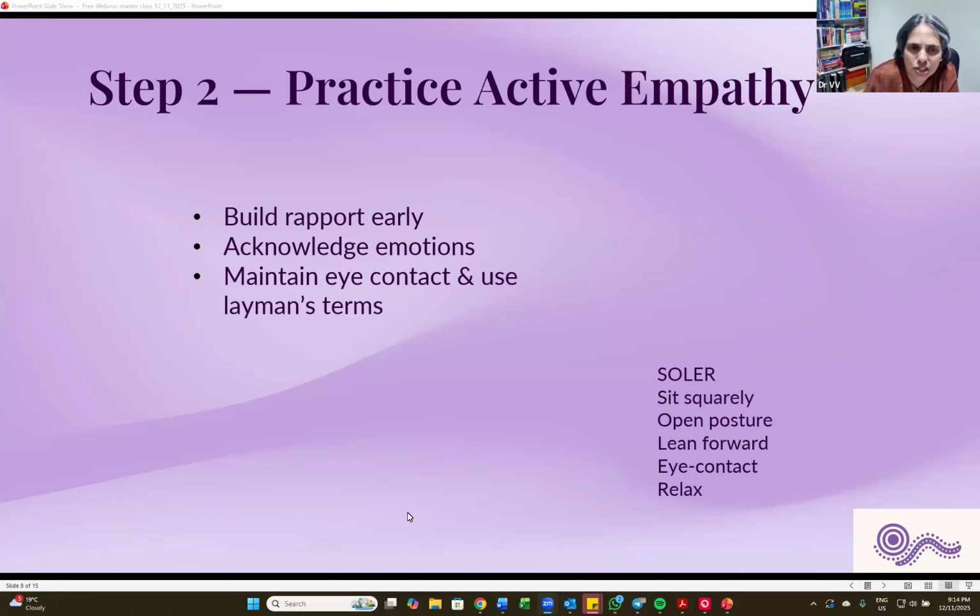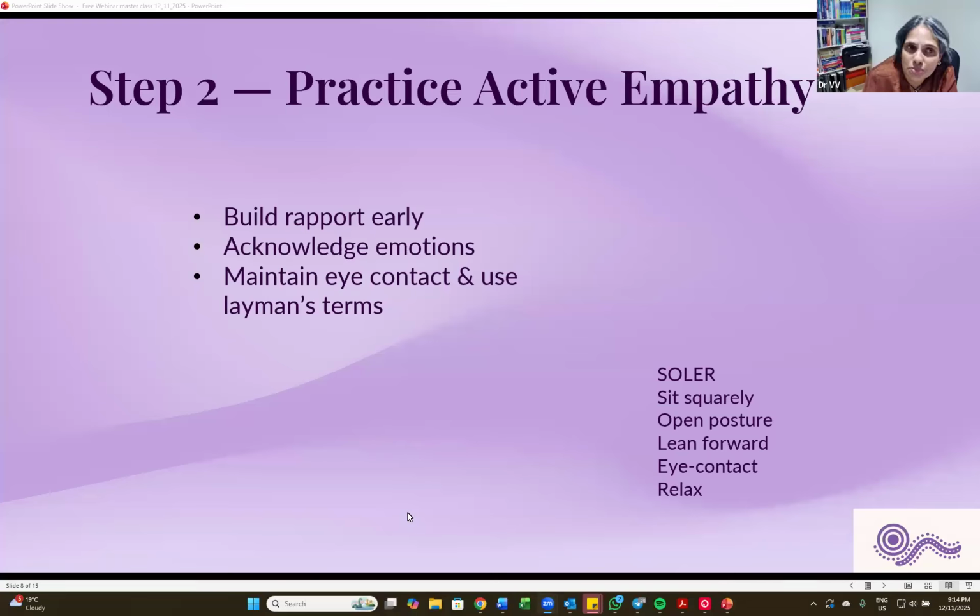Second thing is to acknowledge the emotions. Everybody says, I'm sorry. Are you really sorry? You're not. So you could say that better. I can see that you're worried. Or I can see that you're concerned. Let's work together. Let's figure out what's going on. That is the acknowledgement of the emotions.